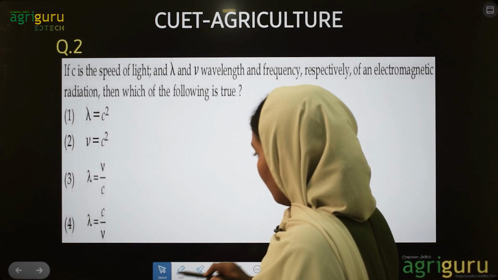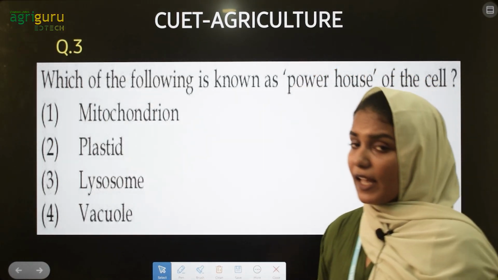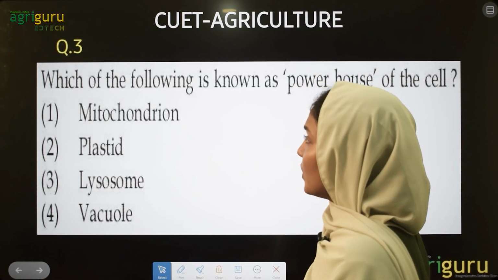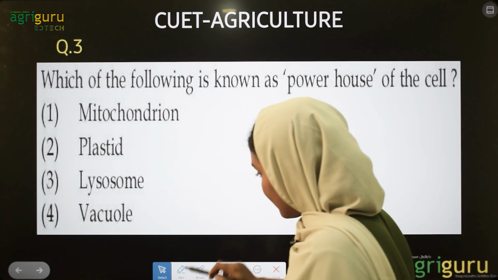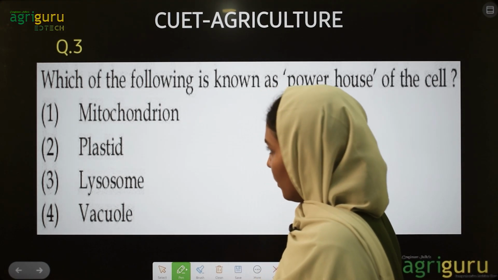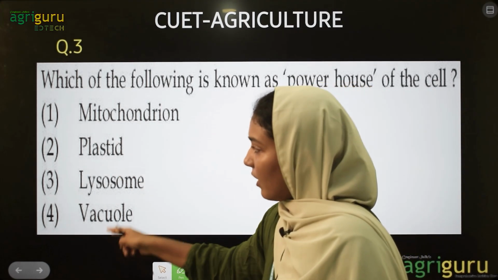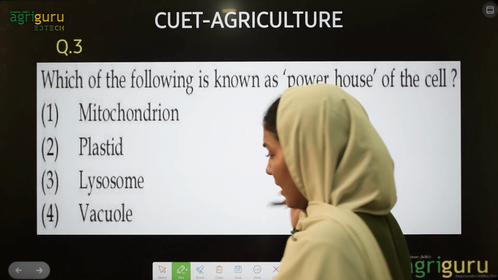Now, let's move on to the next question, that is question number 3. This is also a very direct question from the NCERT textbook. Which of the following is known as the powerhouse of the cell? The answer is definitely mitochondria. All others are organelles present in the cell, and you have to read about it from the NCERT.